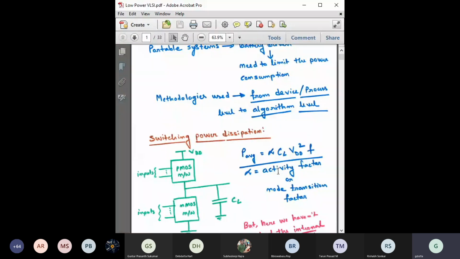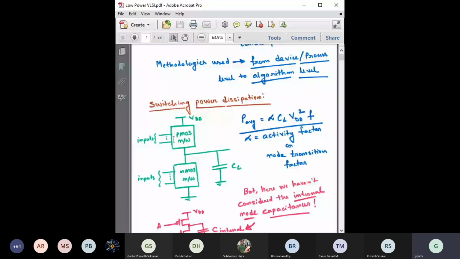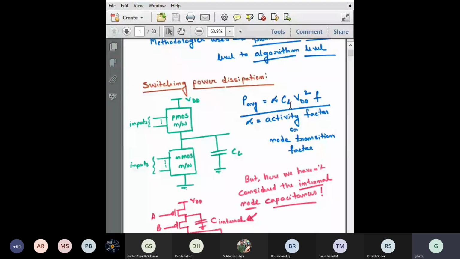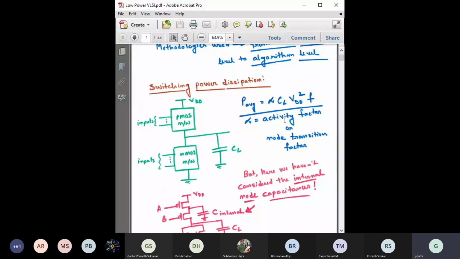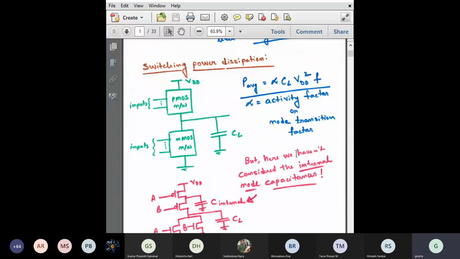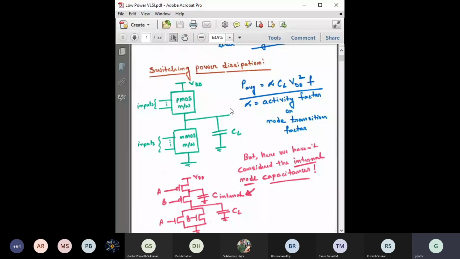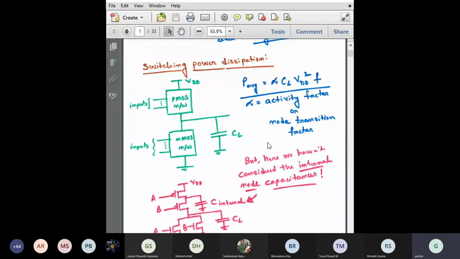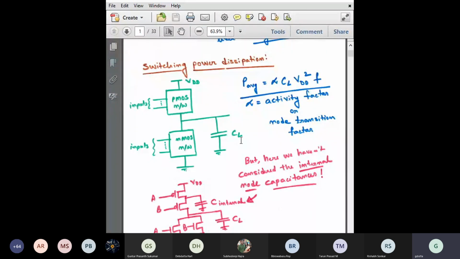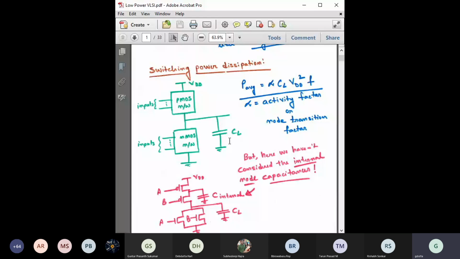So if you can see here, the switching power dissipation. The switching power dissipation is alpha times CL VDD squared f, right? Where alpha is the activity factor or node transition factor, which you have also discussed during our CMOS power dissipation course, right? So now this is quite a common thing so far. But here there are a couple of things that we have not considered earlier. For example, we have considered only the output load, which is CL, right?